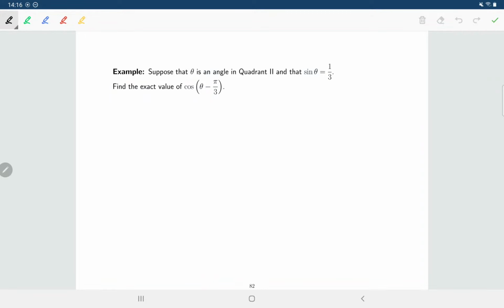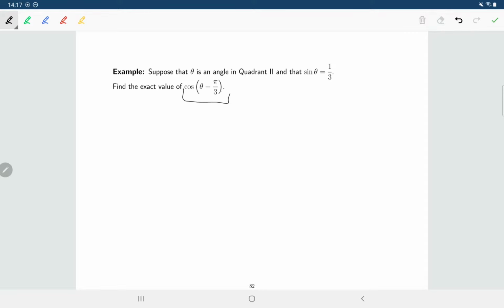Welcome back. In the next part of this lecture, we'll be talking about using our sum and difference identities for sine and cosine and tangent. Okay, so in this example, we've got ourselves an angle that we happen to know is in quadrant 2, and we know the value for sine of that angle. And what we're interested in is the value of cosine of that angle minus pi over 3.